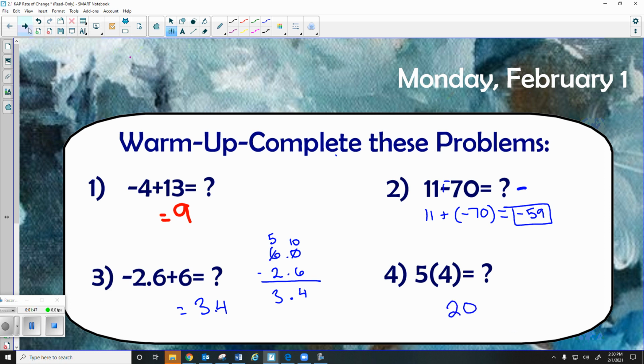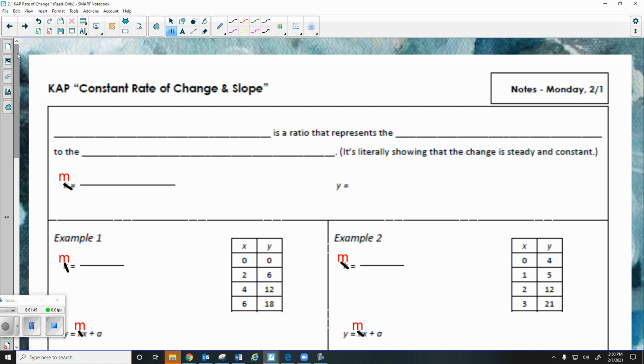Okay, now we're going to hop into notes. I would highly encourage printing them out. If not, you sort of have to pause and play as you go with copying into your ISN.